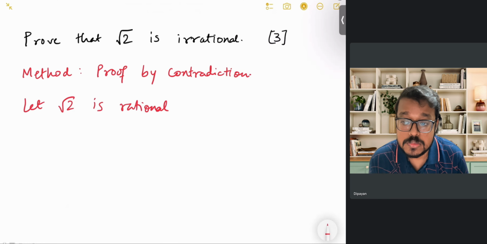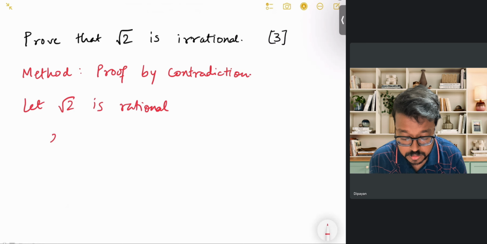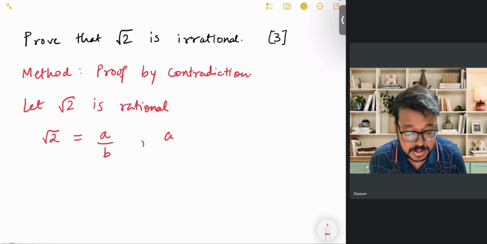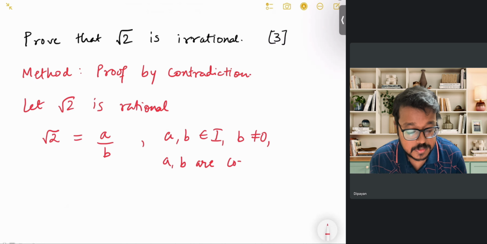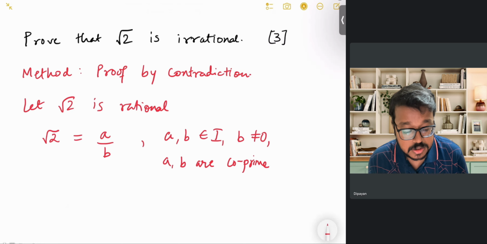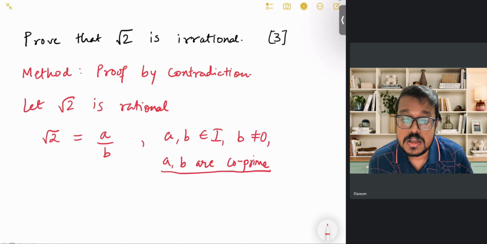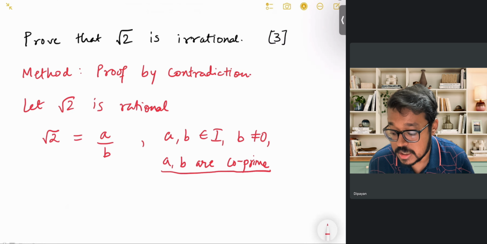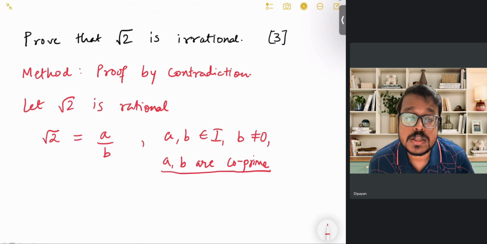Now the moment I assume root 2 is rational, that means root 2 can be written in the form of a by b. So root 2 is equal to a by b, where a and b belong to the set of integers, b is not 0, and a and b are coprime. We have seen the meaning of coprime in the previous video. So this is the key here, that whenever we have a rational number, the a by b format can always be written as two coprime numbers.